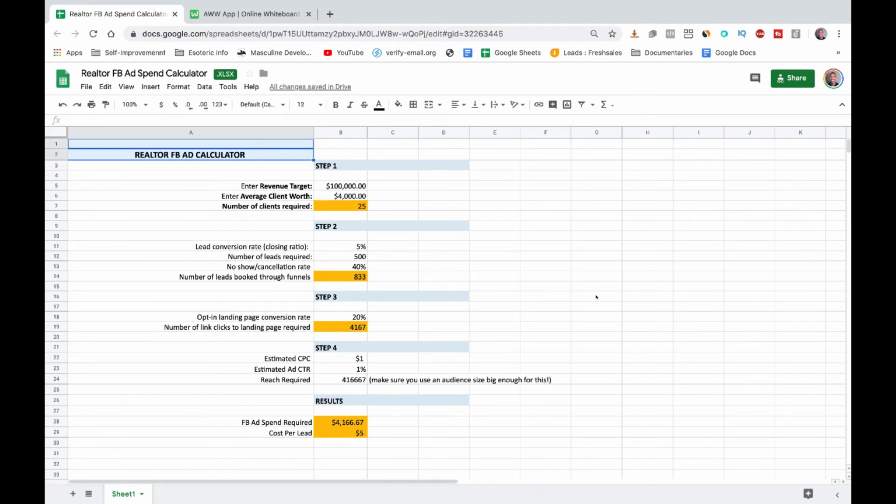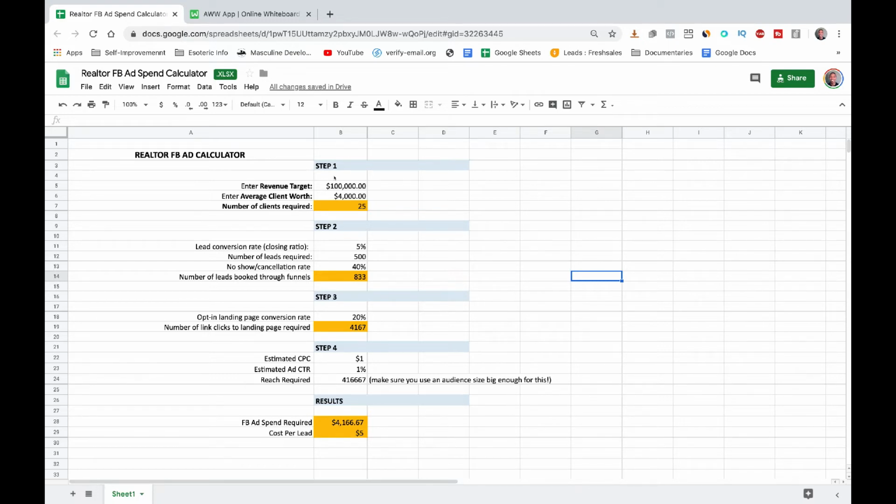So this is the Facebook ad calculator. Very simple. I'm just going to go through it. If you would like to know more, let me know, and just set up a strategy session call with me and I'll be glad to go through this with you. So this is the Facebook ad calculator.